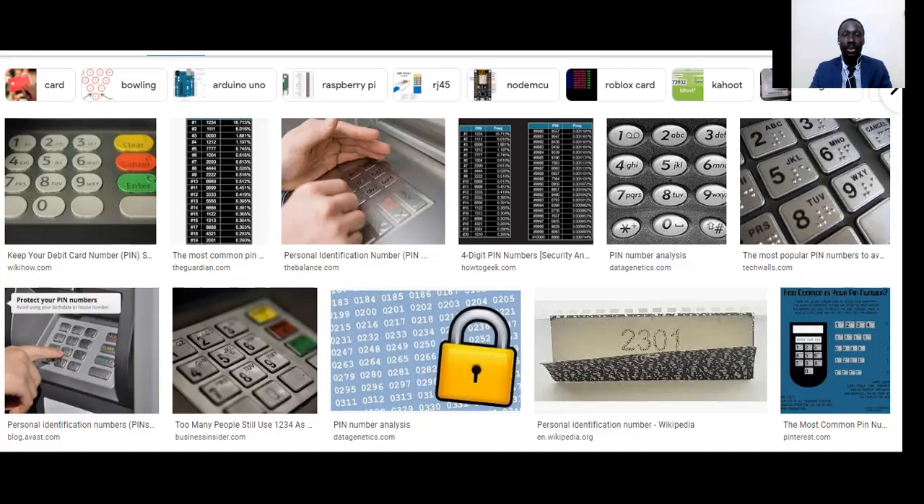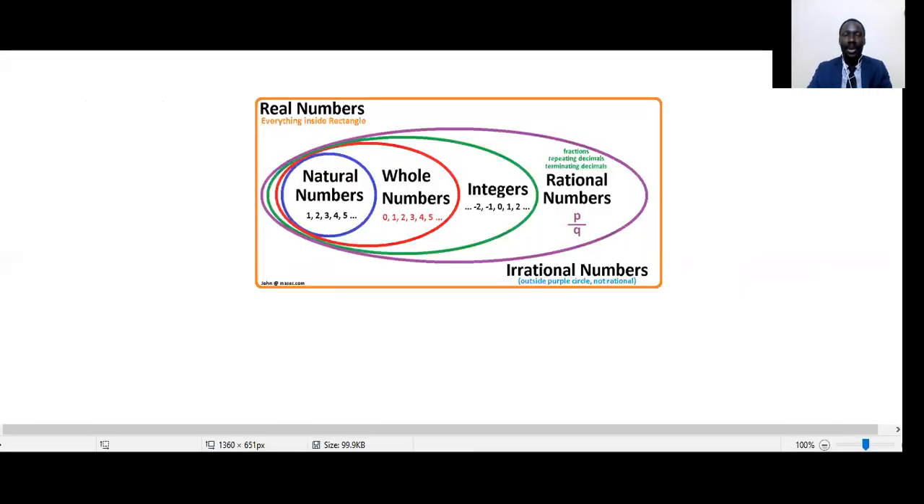Or if you would like to have access to a mobile app, say WhatsApp or Facebook, to log in, you may have to put in a PIN number. The PIN number that you put can either be natural numbers or it can be real numbers. Natural numbers are the numbers we use for counting.